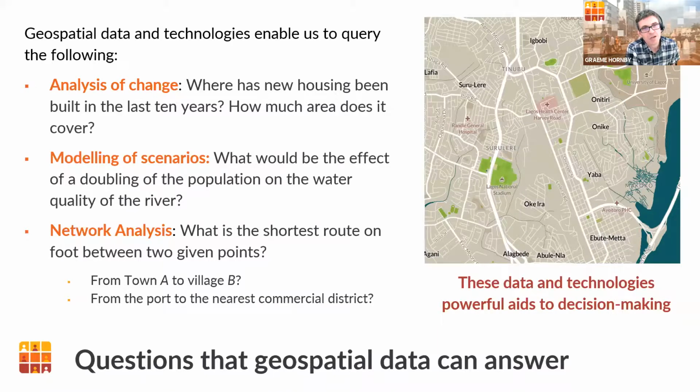We can also start modeling scenarios and making predictions. So what would be the effect of a doubling of the population on the water quality of a river, for example? The accurate overlay of extremely varied types of data for a given area enables these cross-thematic questions, if you like. A final one is network analysis, routing and questions like that. What's the shortest path on foot between two given points, from town A to village B, or from the port to the nearest district? So ultimately, geospatial data is a fantastic aid to decision making.